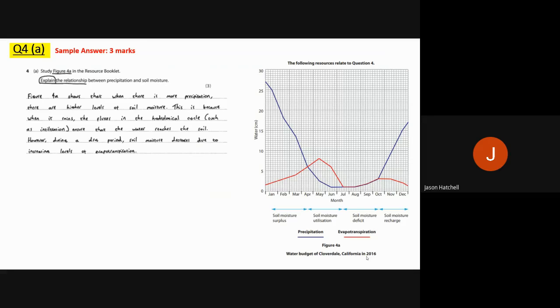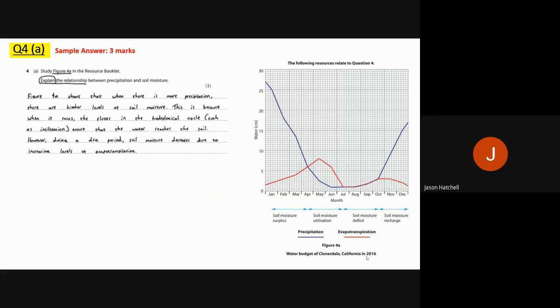We've also got, for each of the months categorized below there, soil moisture surplus and utilization and deficit and recharge. And that's the kind of stage that the water cycle goes through, or the soil moisture goes through in the water cycle. So, explain the relationship between precipitation and soil moisture.